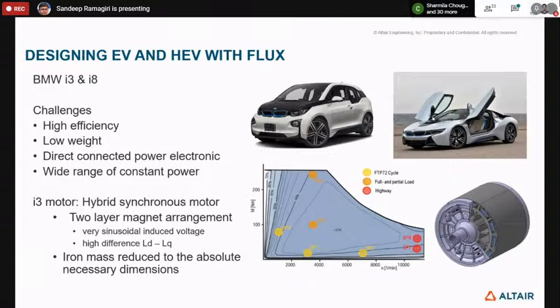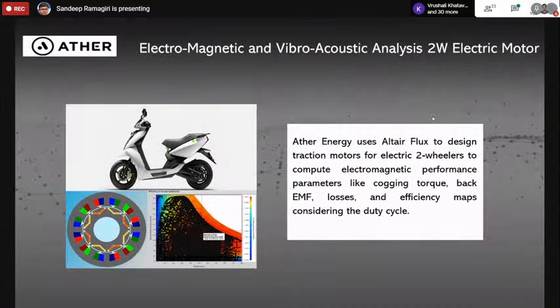And in the end, they were also able to reduce the iron mass to the necessary dimensions. Okay, so they were able to reduce the iron masses on the stator and rotor. And this is one more case study coming from Ether. Ether uses Flux and FluxMotor technology to do duty cycle simulations, to compute the back EMF, losses and efficiency, and also to compute the noise.